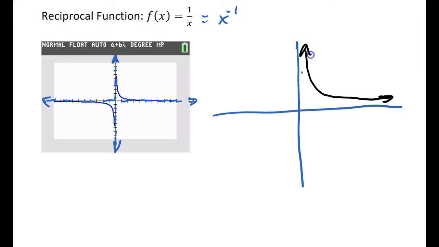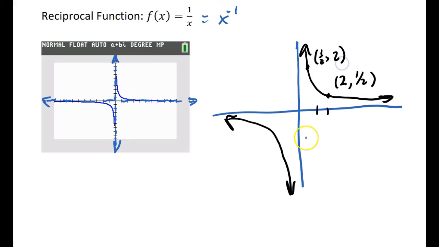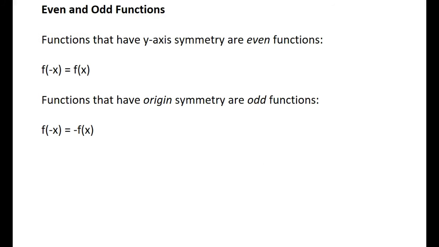You've got positive and negative. So for example, if I put in 2 for x, I'm going to get out 1 over 2 for y. If I put in 1/2 for x, I'm going to get the reciprocal of 1/2, which is 2 for y. And then the same thing happens in the third quadrant. So this has origin symmetry.